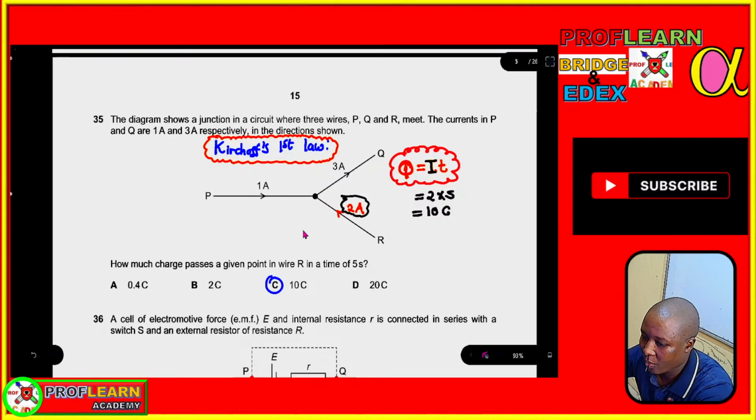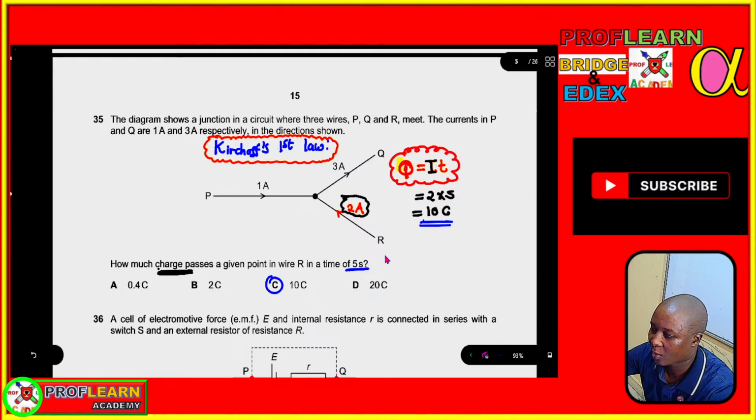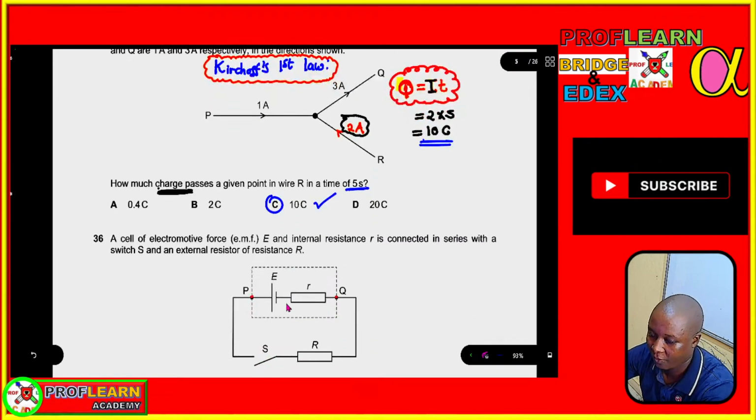Now we want how much charge passes. We know charge is equal to IT. Charge is equal to what? IT. We know the current; in this case, the current is given, we have gotten it, we have written it. Then since it's 5 seconds, we can say it's 2 times 5, which is going to be 10 coulombs. And that is the correct answer for that.